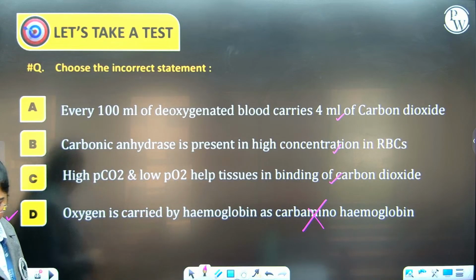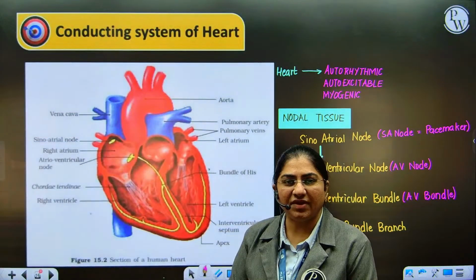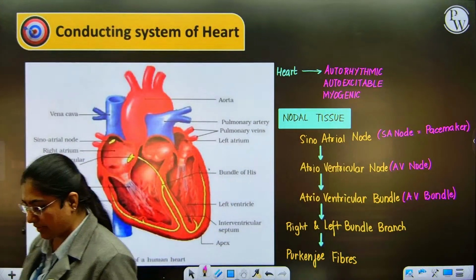Very, very good. Very good. Chaliye. Moving ahead. So that was about breathing and exchange of gases, the conceptual part. Moving ahead to understanding of the heart.